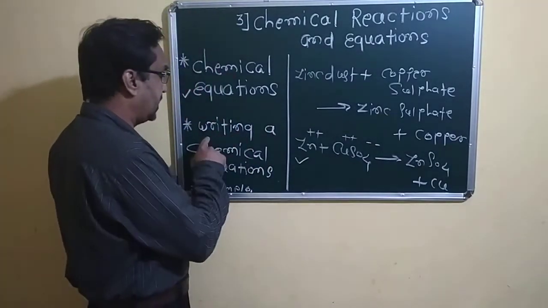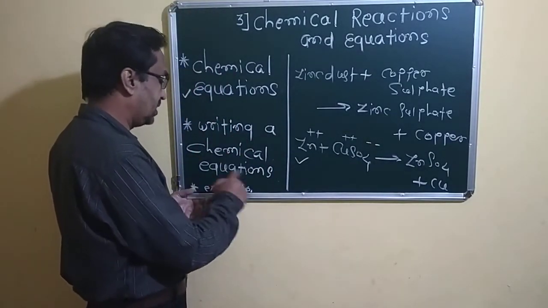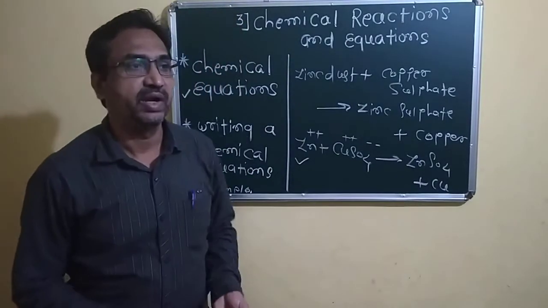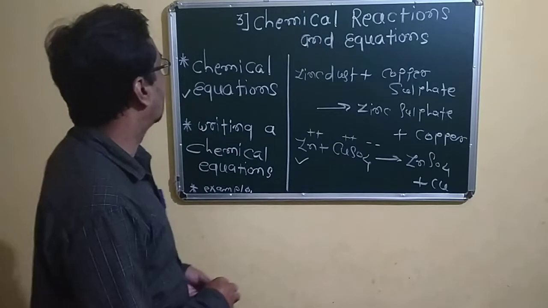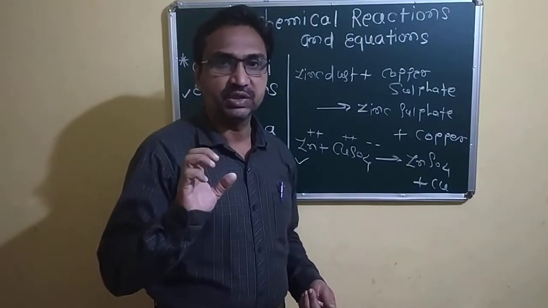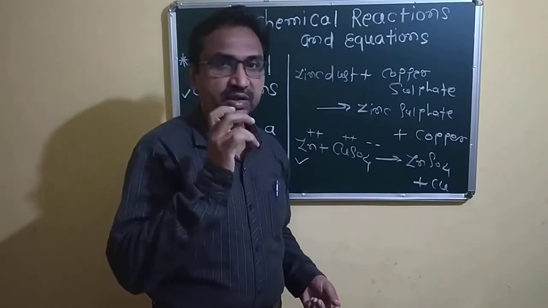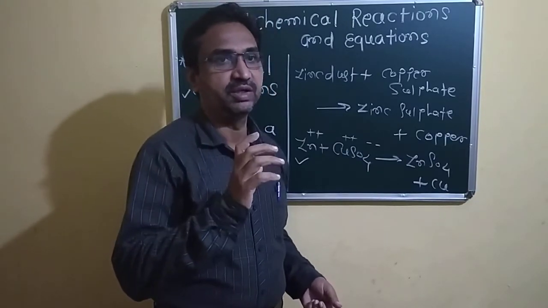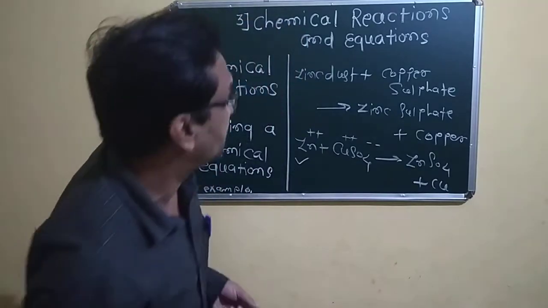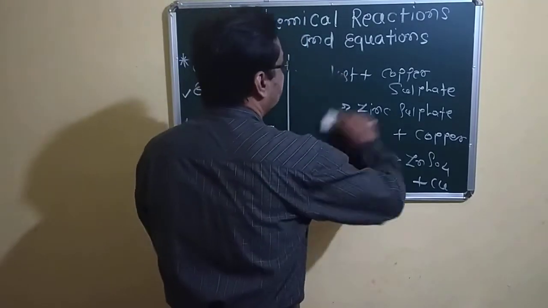So the next topic is writing a chemical equation. This is the main thing we will discuss today. Before writing a chemical equation, we have to note down what we have to take into consideration. There are some rules regarding it. Step by step we have to take those things here.